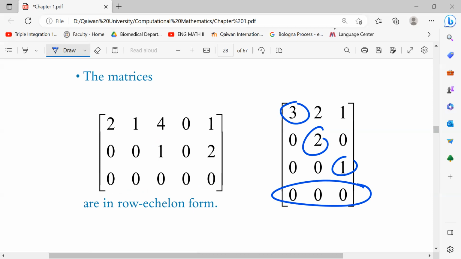Must be 1? That's for reduced row echelon form. I said that. But for row echelon form, it's only row echelon form. If it says reduced row echelon form, of course it must be. And even here, we have this leading entry. This must be 0 also. Okay?